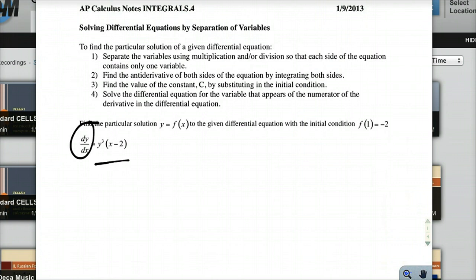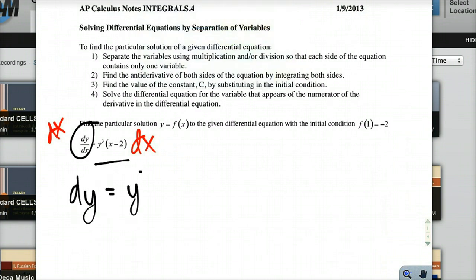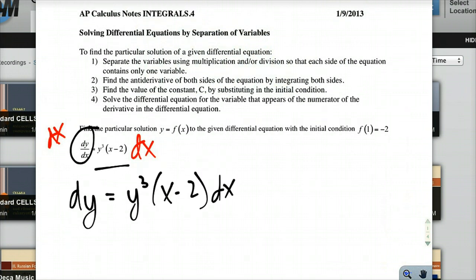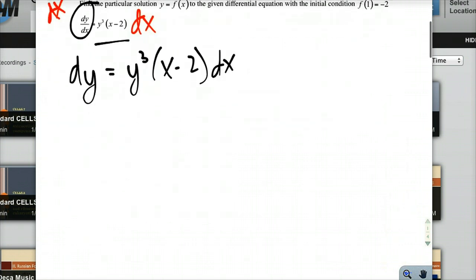So first of all, I'm going to multiply dx on both sides. By doing that, I will get dy equal to y to the third x minus 2 squared dx. The only problem now is that the y needs to be on the other side. So I'm going to divide both sides by y to the third.